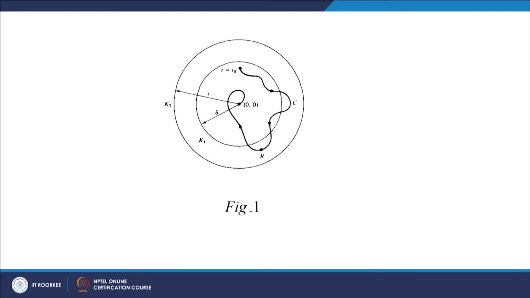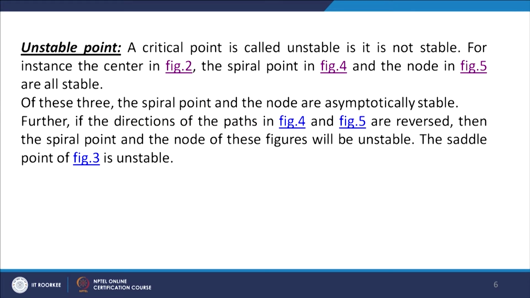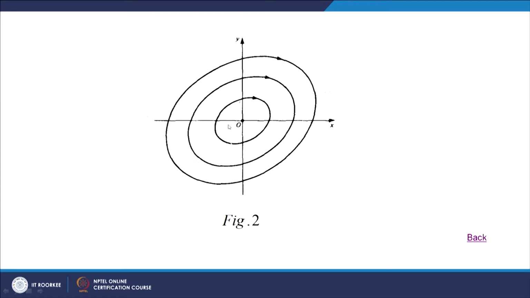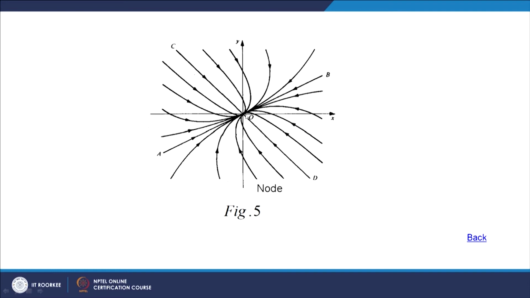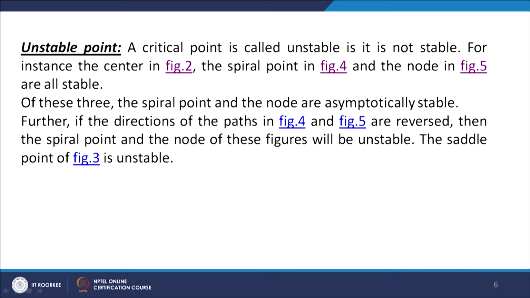So, that is satisfied in the case of figure 2, and in the case of figure 4. Here they are going as close to 0 as we want them to be, and then figure 5. Okay. So, they are all stable points. Now, of these 3, figure 2, figure 4, figure 5, the spiral point and the node are asymptotically stable. Okay. So, let us see figure 4, the spiral point, and the node in figure 5 are asymptotically stable.